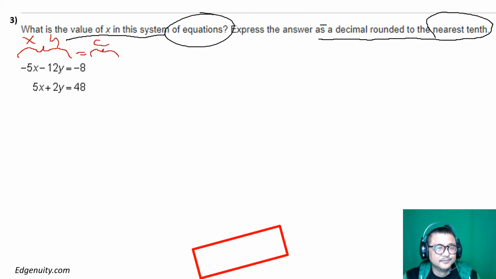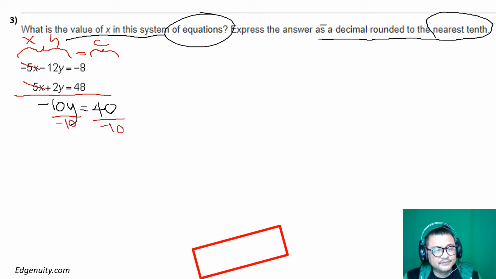Okay, we're good. It's obvious I can now eliminate this and that, right? So goodbye x, I can now solve for y. Negative 12 and positive 2 is negative 10y equals, adding the positive and negative, 40. Next step, I want y to be alone, so divide by negative 10, divide by negative 10. y is equal to negative 4.